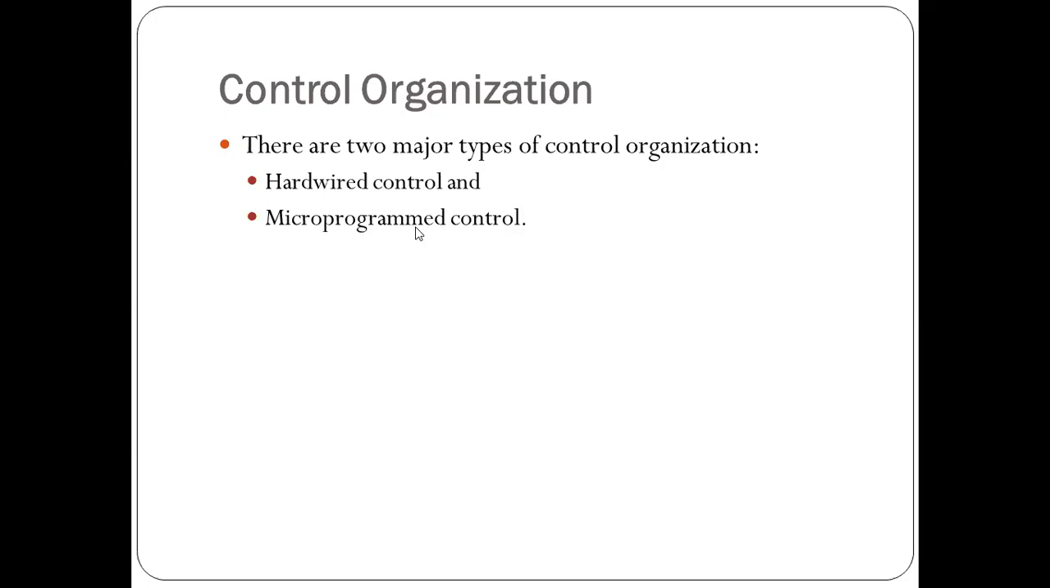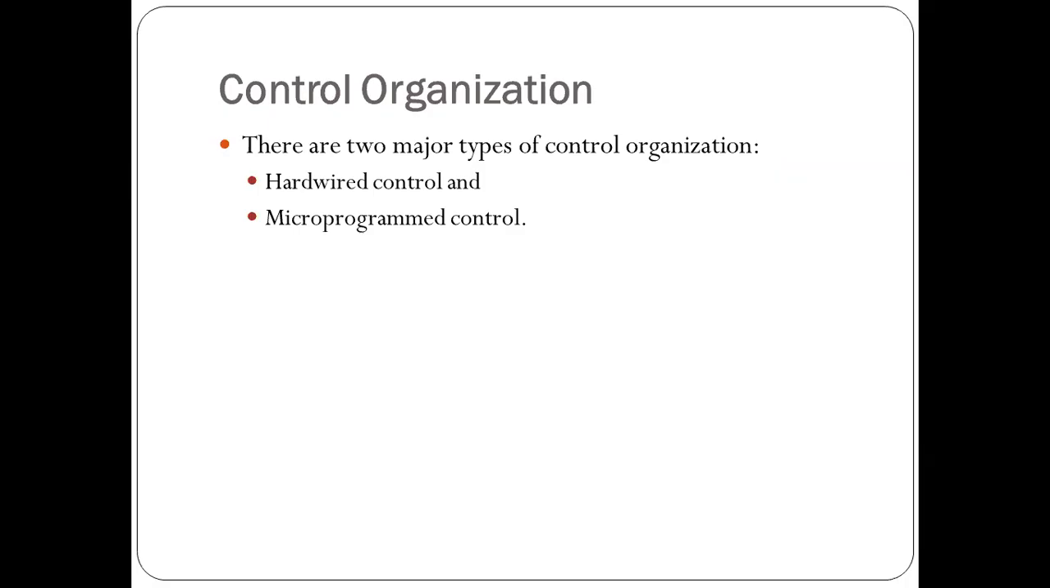The name says it: a hardwired control unit means we use hardware components like logic gates, flip-flops, multiplexers or adders for implementing the control unit. In microprogrammed control, we will use a program, that is, we will write another set of instructions for generating the control. It's a kind of program written in a control memory that is responsible for generating the respective control signals. Okay, so let us see the basic differences.